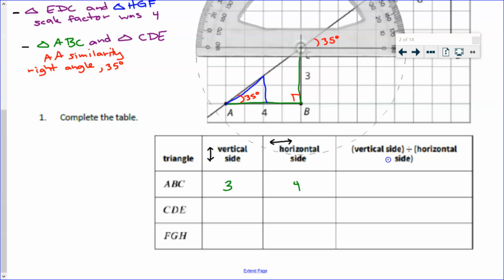Great. So when I'm trying to do vertical side divided by horizontal side, that's going to be 3 divided by 4, which simplifies to 3/4. We're going to keep it 3/4. Yes, you can convert it to the decimal, but fractions are friends for this lesson for sure.